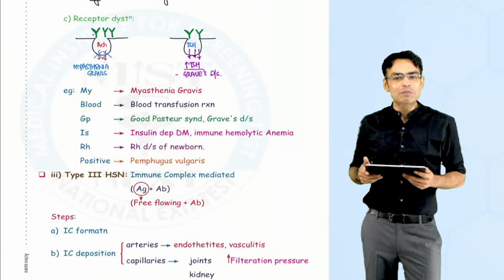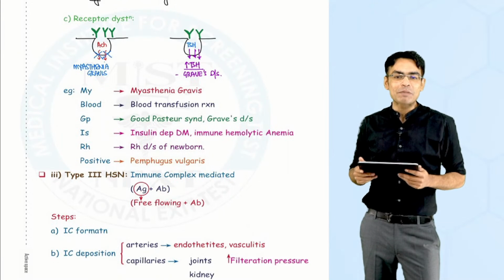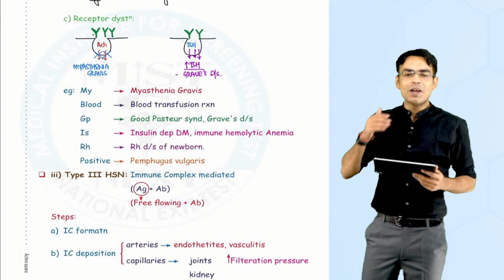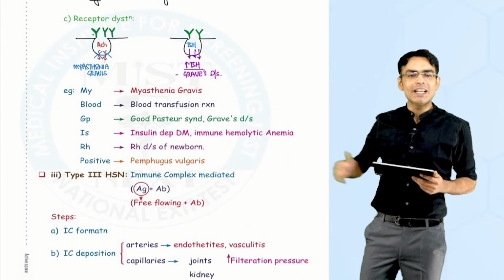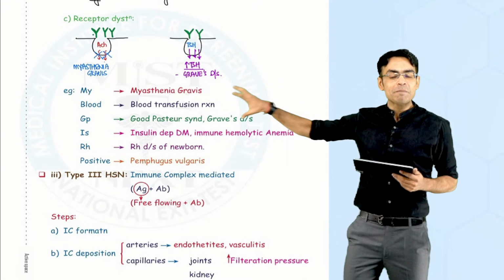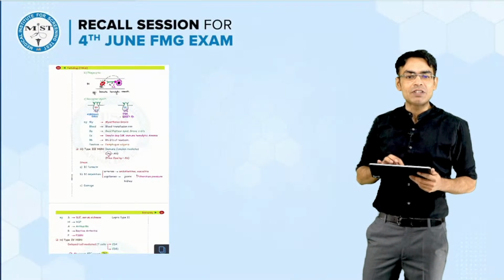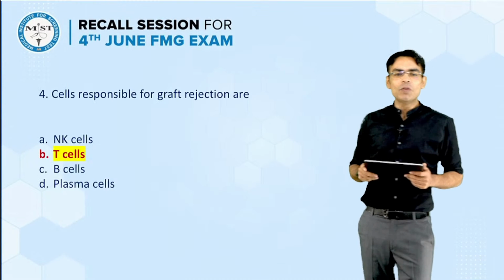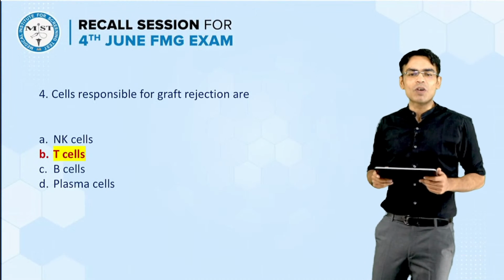And the mnemonic which you all must be knowing for type 2 hypersensitivity reaction is "My blood group is Rh positive", which is a very popular mnemonic, and M stands for myasthenia gravis. This is a mnemonic for type 2 hypersensitivity which we have done, and this is what they have asked in the exam. Now, moving on to the fourth question, cells responsible for graft rejection.